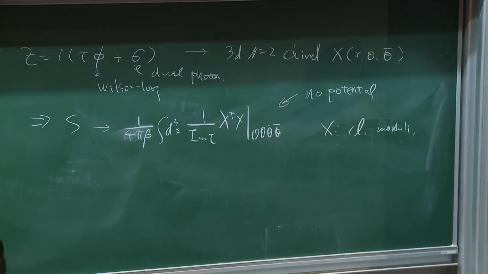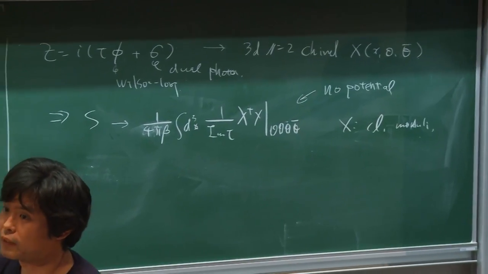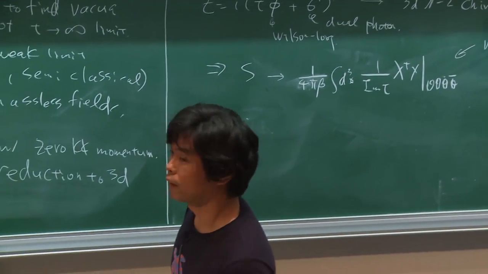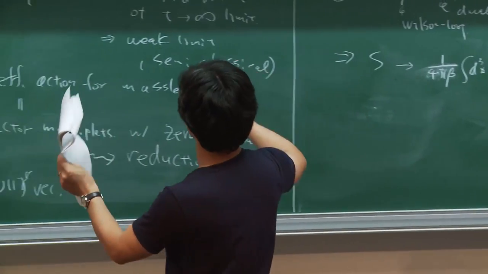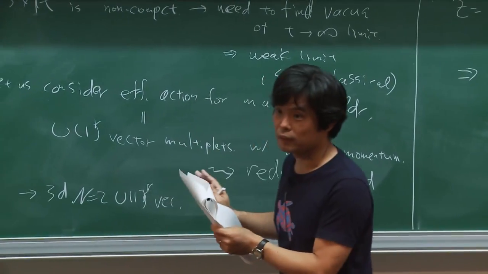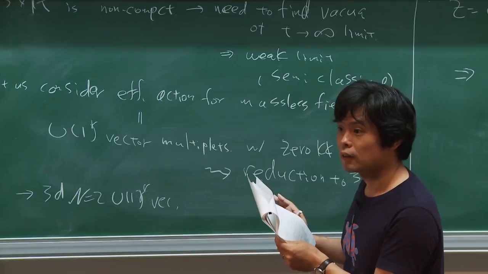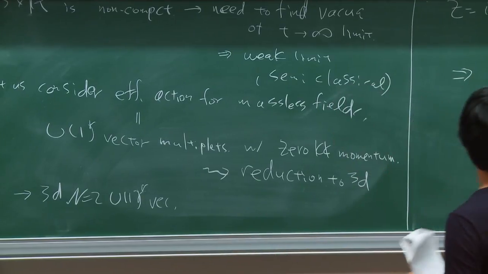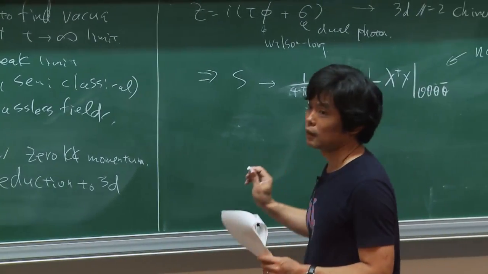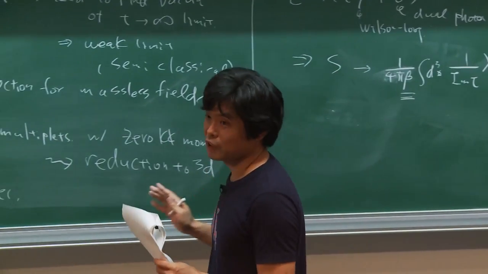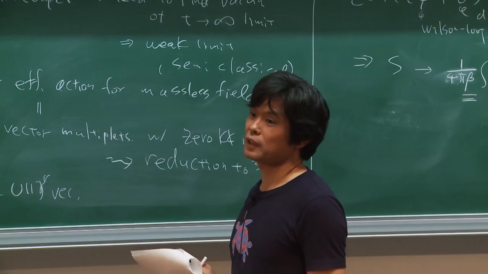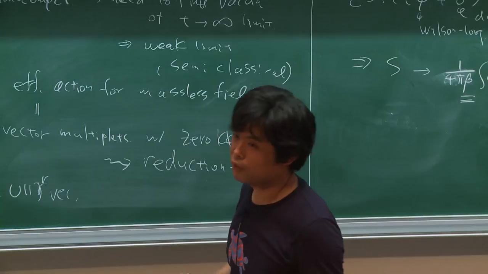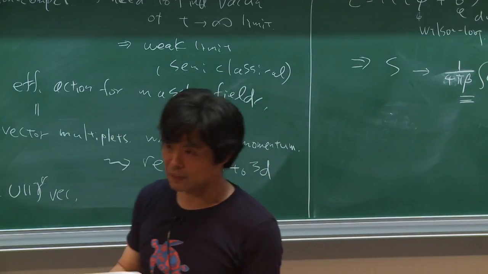Are you taking this up to infinity now? Sorry, T goes to infinity limit, yes. Actually, here, first we consider that T goes to infinity limit. You mean the circle? Circle size is finite, beta. Why do you truncate all the Kaluza-Klein modes? Because of the T goes to infinity limit. Because T goes to infinity means extremely weak coupling limit. Okay.